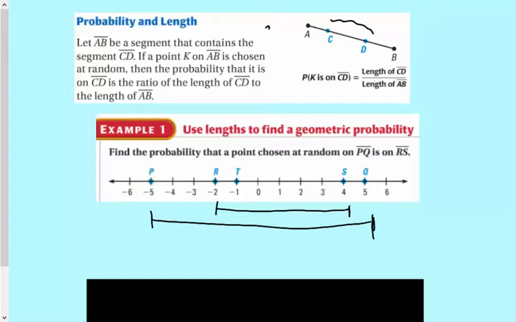So to calculate that, we need to know the full length of PQ, which is from 5 to -5, that's 10 units, and we need to know the length of RS, which is from 4 to -2, that's 6. And so 6 out of 10 is 0.6. And so, like I said, somewhere around 75% just based off that picture, so that answer should make sense.